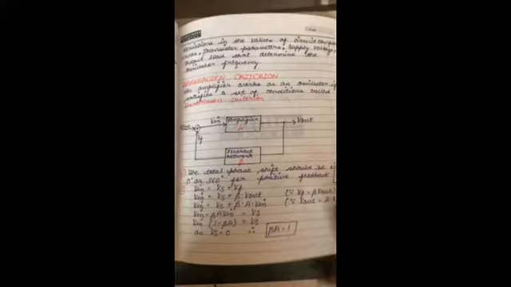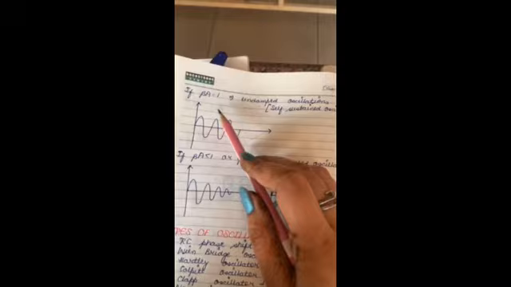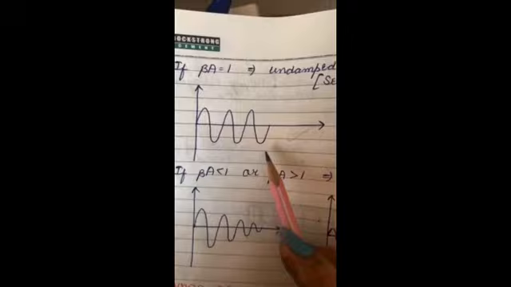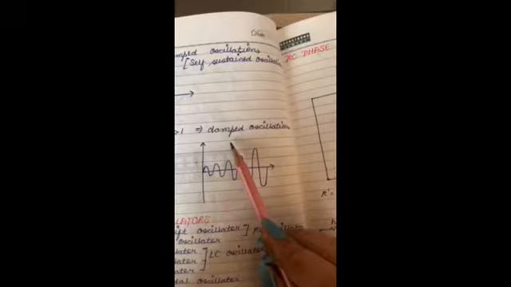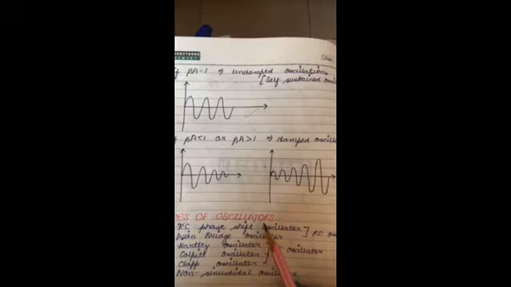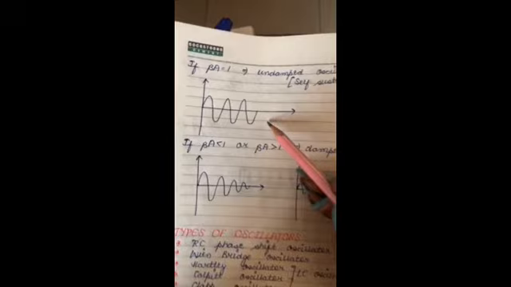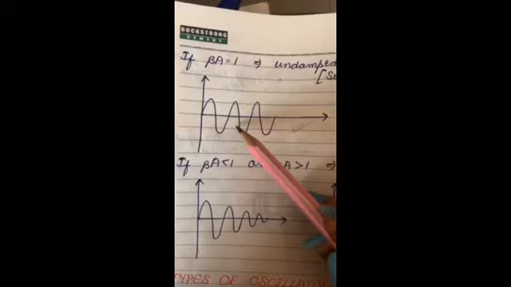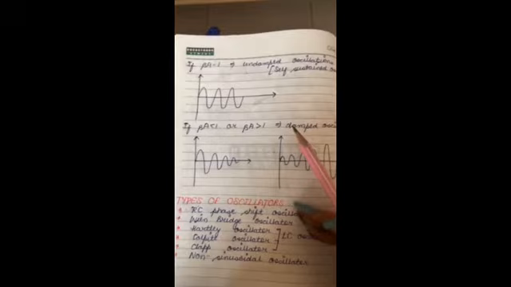And next, if beta A equals to 1, then we will have the undamped oscillations, or we can say self-sustained oscillations. If beta A equals to 1, then we get these kind of oscillations. If beta A is less than 1 or greater than 1, then we get damped oscillations. We get these or these kind of oscillations. But for an oscillator, these kind of oscillations are important. These are known as self-sustained oscillations. So it is mandatory to satisfy the condition of beta A equals to 1, that is undamped oscillations, right? It is all about the Barkhausen criteria.